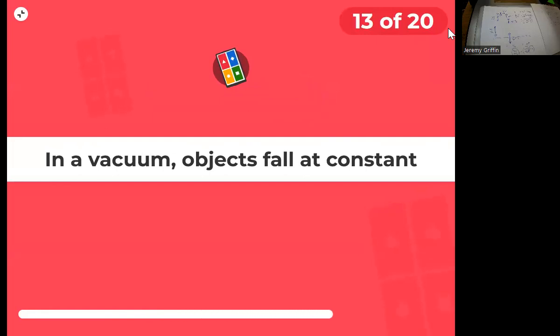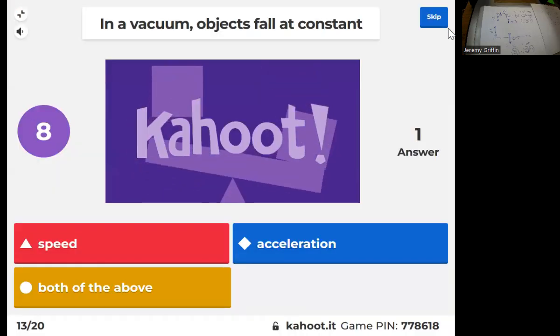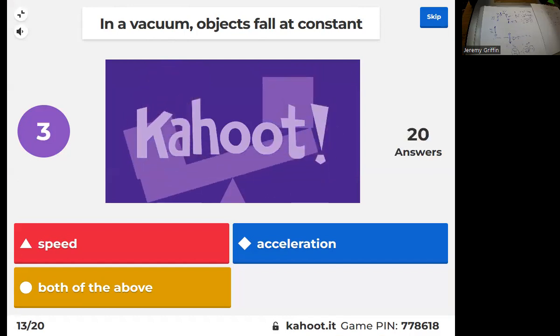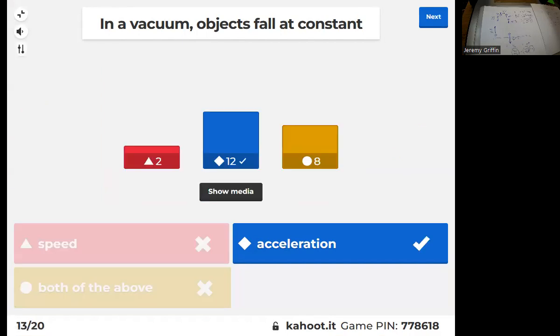In a vacuum, objects fall at constant acceleration, right? And on Earth, what is that value equal to? Okay, so 9.8 meters per second squared. More often than not, we'll round that to about 10 meters per second squared.